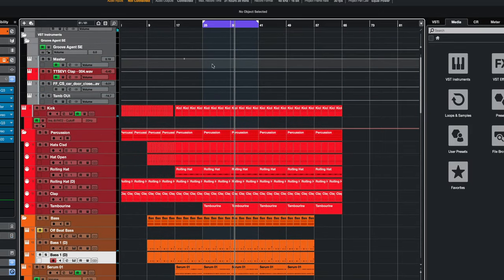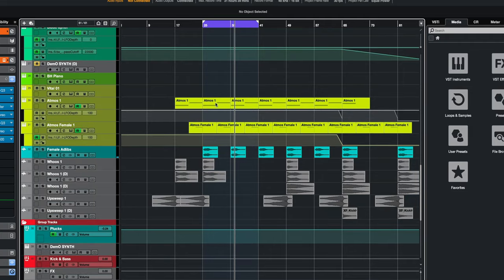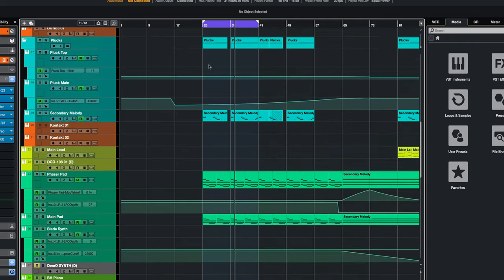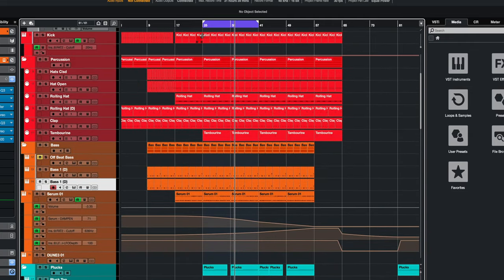So in context with everything, let's just seat it with everything, including my atmos and my effects. Let's have a listen to how that bass translates across the track.